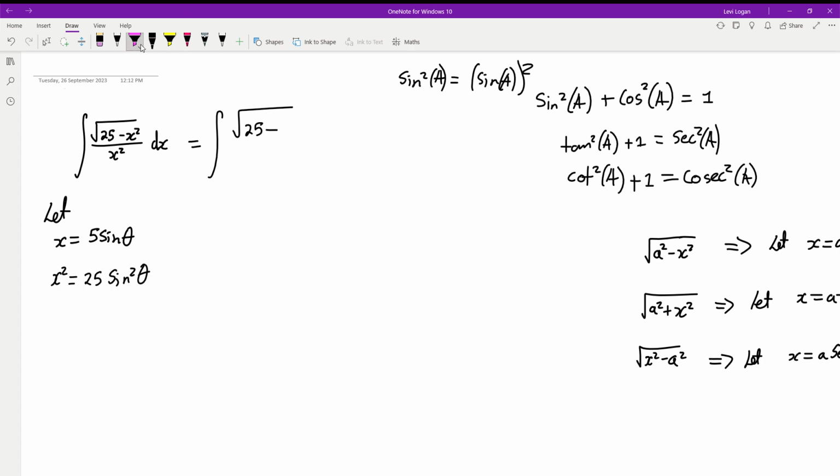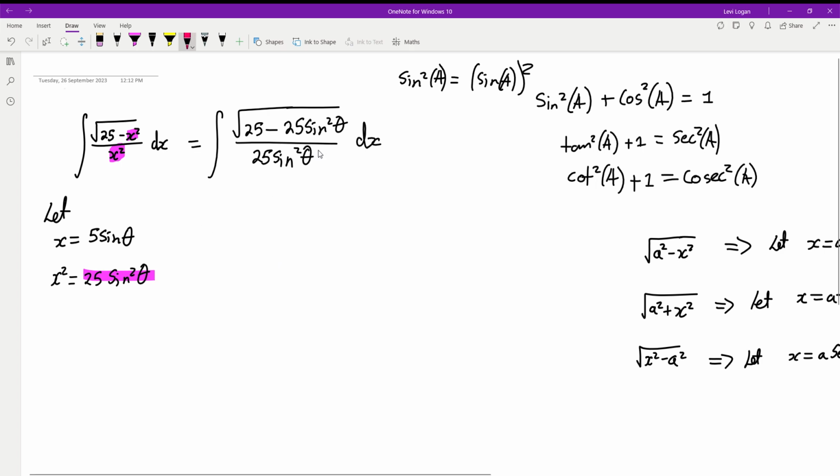So substituting this up into here, what we're going to get is 25 sine squared theta, subtract all that, and it's still under the square root. Down here you're going to substitute it as well because there's an x squared as well, so you have 25 sine squared theta dx. Now, we can't integrate just yet because we've got a big problem. We've got two variables in our integral. We need to eliminate one of them.